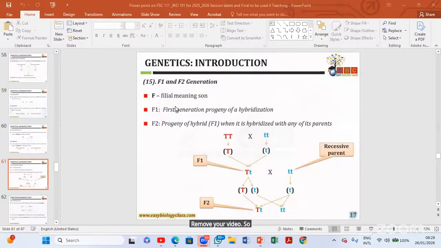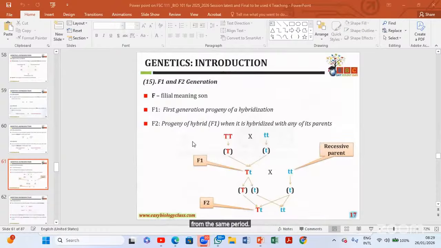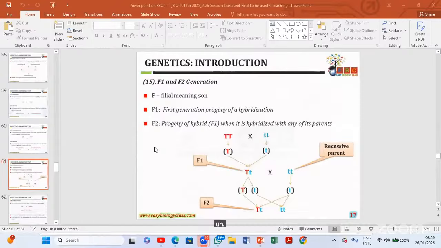So when you talk about first filia, that will be the children directly from a parent. When you talk about second filia, then those will be grandchildren from the same parent. You can have first filia, second filia, so it's like children, grandchildren. Then you can equally have third filia, and so on. That's great grandchildren. Those are the meaning of filia.